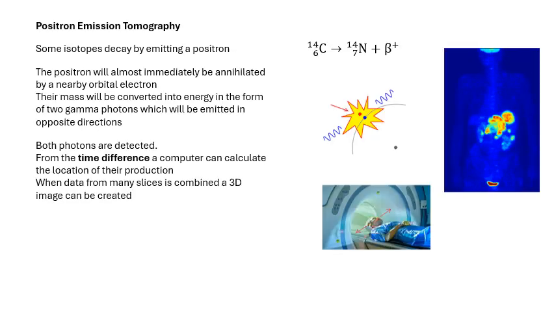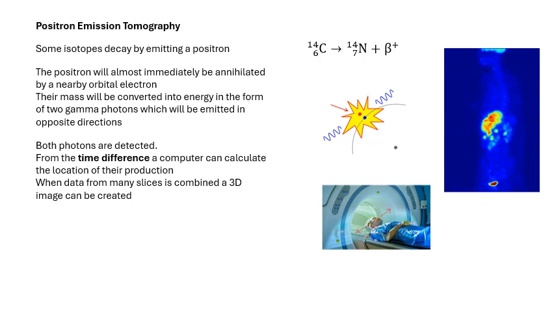Positron emission tomography, need to know a little bit about that. Some isotopes decay by emitting a positron, which is a little bit of antimatter. It's a positive electron, okay? For example, carbon-14. Now, the positron will almost immediately be annihilated, because when antimatter and matter come together, they annihilate each other. So it will be annihilated by an orbital electron, and the mass will be converted into energy, and you'll get two gamma photons which will be emitted in opposite directions.